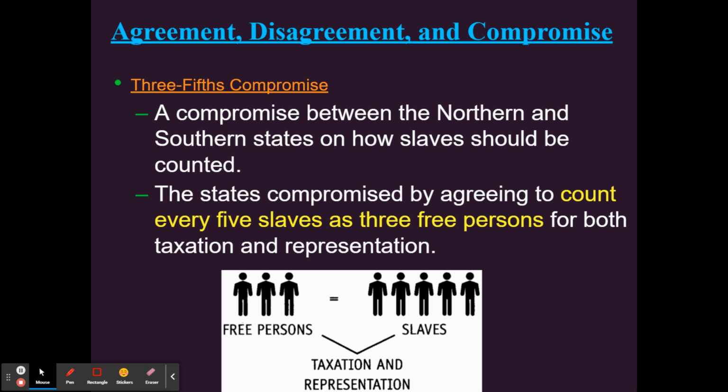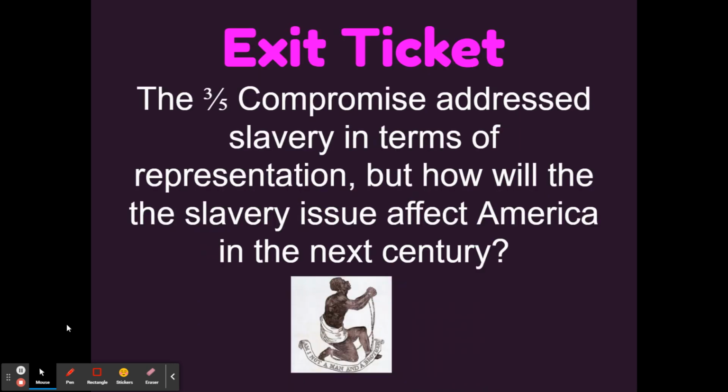So we talked about the Great Compromise and the Three-Fifths Compromise. All right. Now, you're going to receive an exit ticket, a small piece of paper, and I want you to answer this question. You'll turn in the exit ticket on your way out, so make sure your name is on it because I'll be checking those when I return.